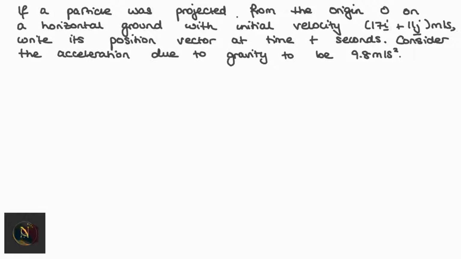If a particle was projected from the origin O on a horizontal ground with initial velocity 17i + 11j meters per second, write its position vector at time t seconds. Consider the acceleration due to gravity to be 9.8 meters per square second.